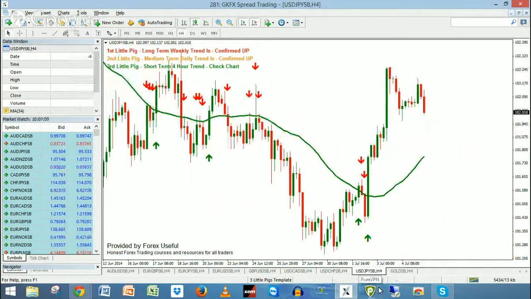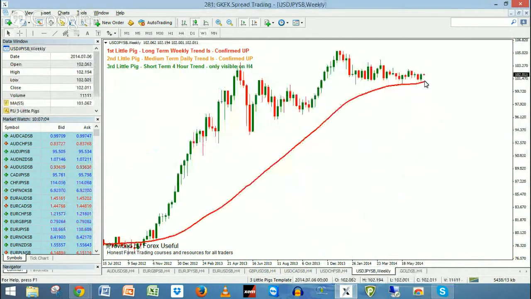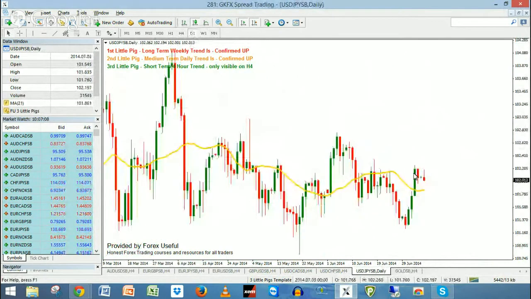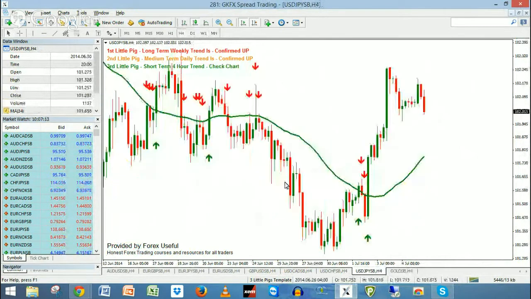On to USDJPY. The weekly trend's been up a couple of years now. The daily trend has just moved back up last week. And then the 4-hour, I think it was this candle here that we got back in.